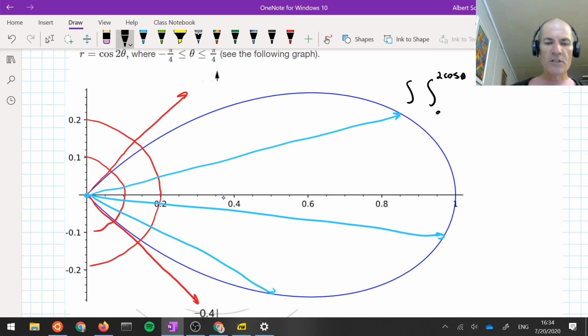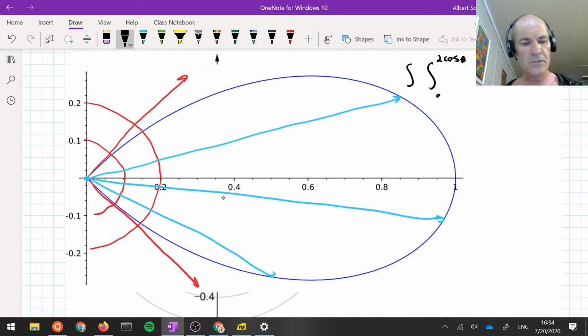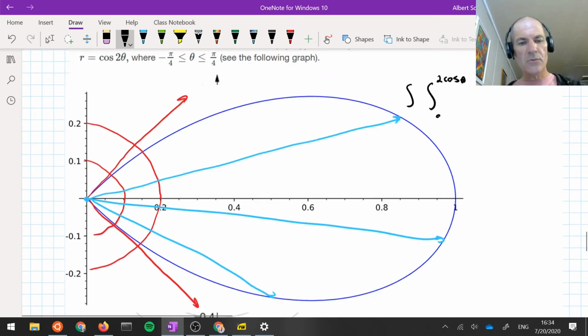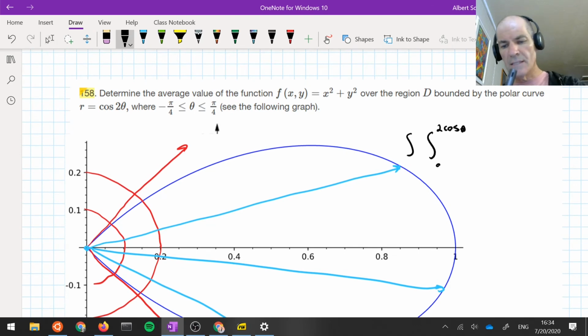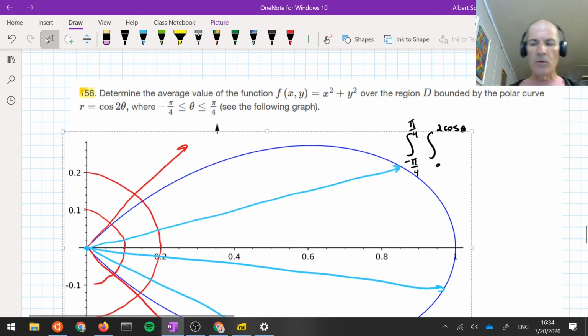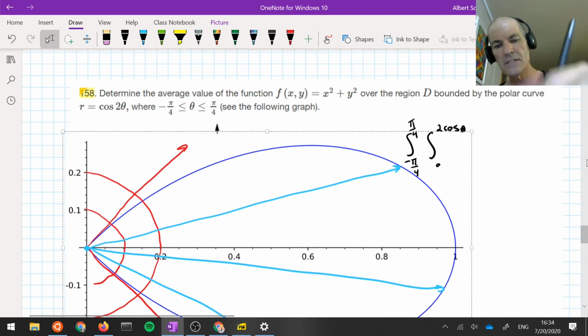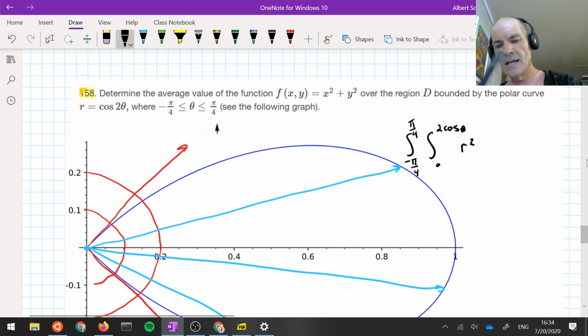And over what range of theta values do we have to take these rays? The first ray starts at minus pi over 4 and the last ray ends at pi over 4. So the limits in the theta direction are minus pi over 4 to pi over 4, like that. The function x squared plus y squared, we've seen this guy several times now. That's r squared. And then the area dA is just r d theta.